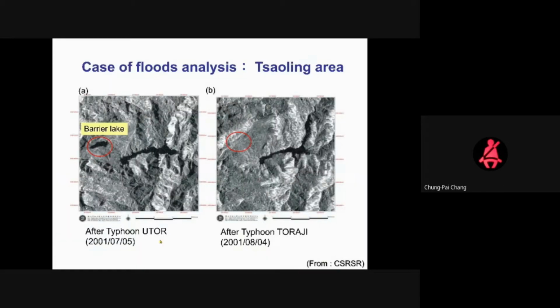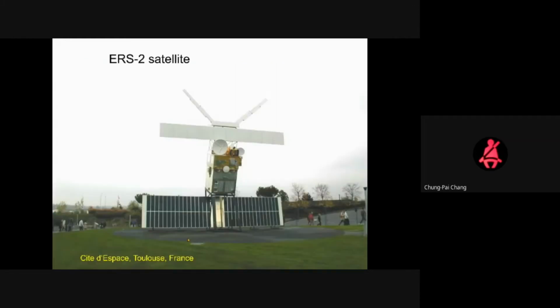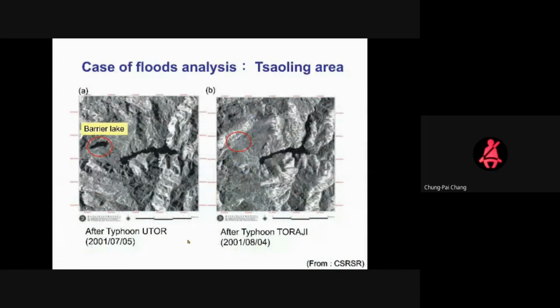So let's use the SAR images acquired by, I think it's ERS-2, okay, to see something, to find something. This is in 2001, July and August. You can see here you have a black area and it disappeared one month after. Between these two images there was a typhoon event.